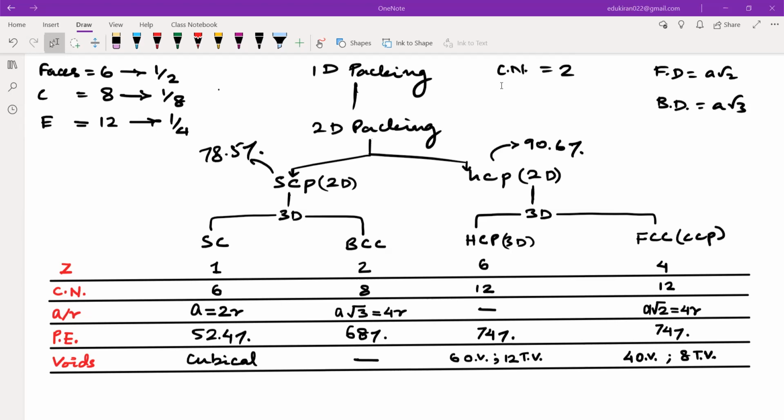Sara is done. Waiting for Fatima and Hafsa. Now, whatever is present in this small section, you have to remember each and everything from here. ठीक है, and for packing efficiency, you have to also know the derivation for 3 of them, that is SC, BCC, and FCC. HCP का packing efficiency you don't have to derive, and other than that you have to remember everything.